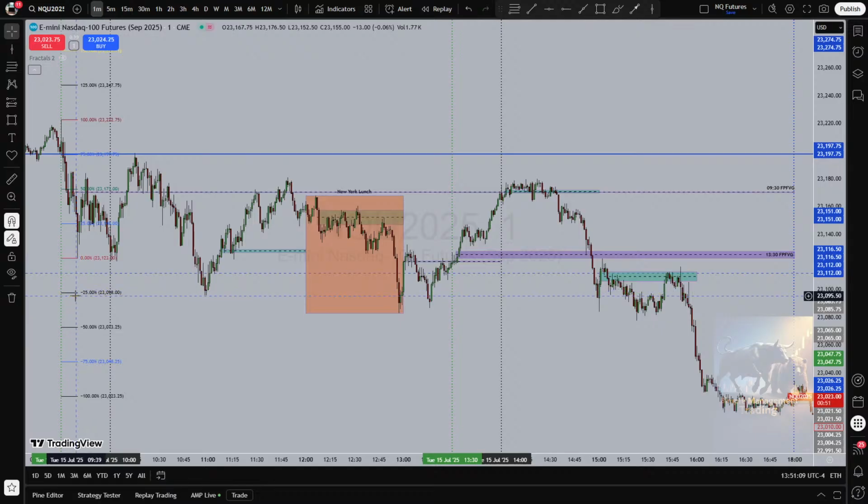Sometimes it doesn't happen at the 0.25. Sometimes it doesn't happen at the 0.75. In my opinion, what I like to use most is the 50s and the 100s. It takes a little bit more time, but the 0.25 and the 0.75 usually just get run through real quick.